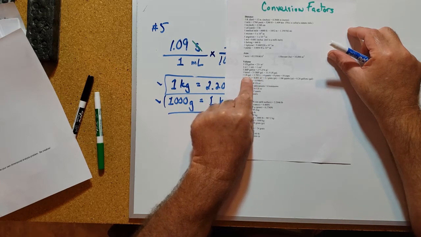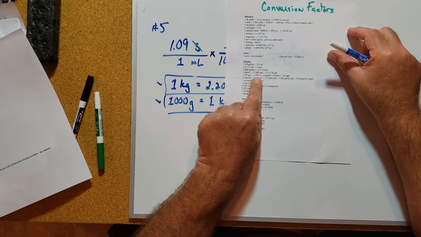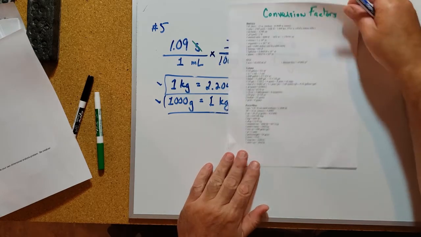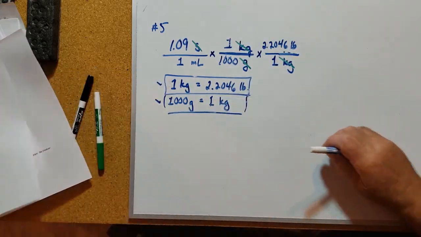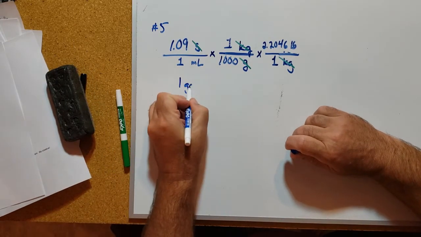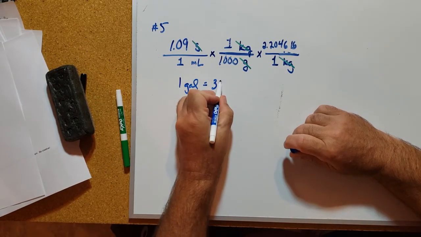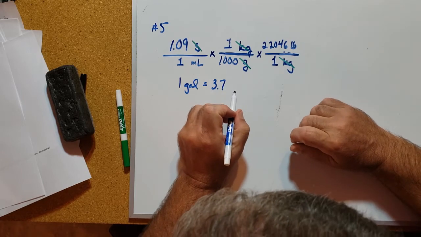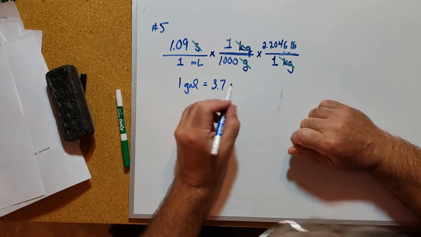Here, 1 US gallon is a certain number of liters, 3.785 liters. Let's write that down. 1 gallon equals 3.785 liters.